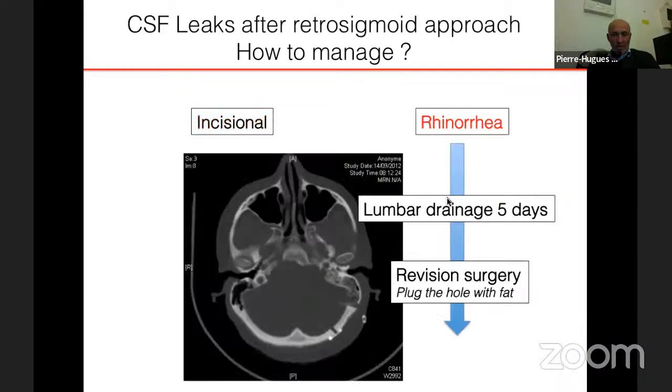The other issue is about the rhinorrhea. Rhinorrhea is probably much more difficult to manage, because in this case it's usually useless to propose lumbar puncture.